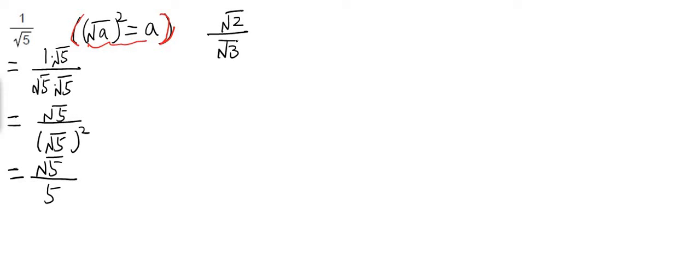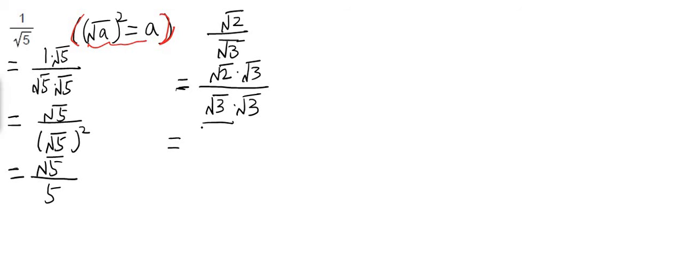Okay, now let's take a look at the second example. How to simplify this fraction? Now follow the same structure. We let the denominator times square root of 3 and let the numerator times square root of 3. Okay, so we let the denominator times square root of 3 and the numerator times square root of 3.